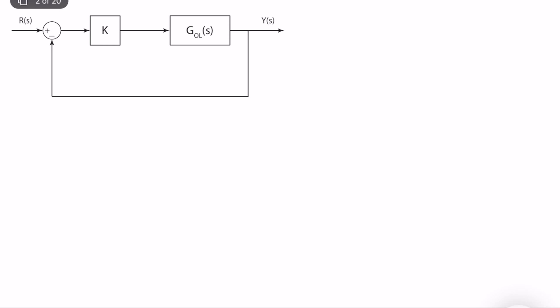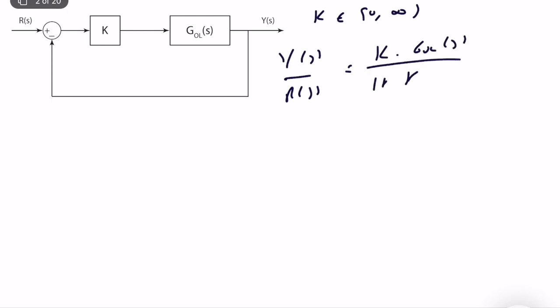Okay, so this is k, and we are interested in what happens when k is an element between 0 to infinity and how the roots and poles change with respect to change in k. If you remember, Y(s) divided by R(s) can be written as k times GOL(s) divided by 1 plus k times GOL(s). So what is the root? Roots are the poles, or technically, the values which make the denominator equal to 0. So we are interested in solving this equation.